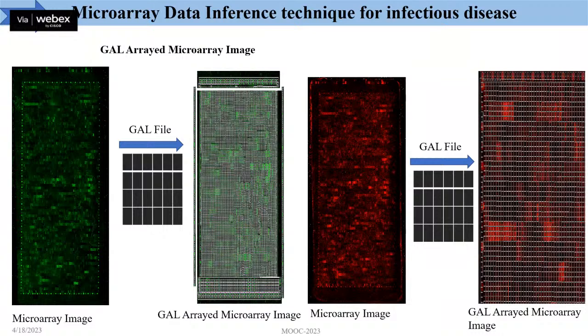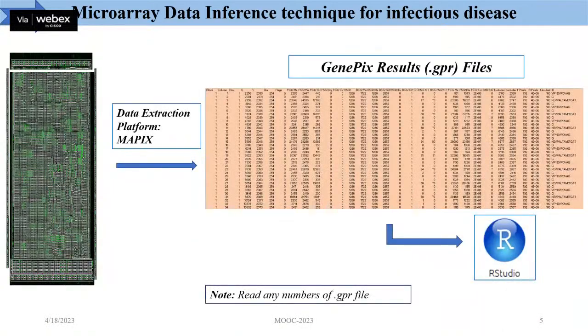Now Mapix has a compatibility issue. I have already shown the Mapix software. When we incorporate that particular file into Mapix, you can see this kind of grid, which saves our time because it helps us extract the data using the GAL file. After doing that, it is time to show you the GPR file, because these are connected. So first of all, data extraction.